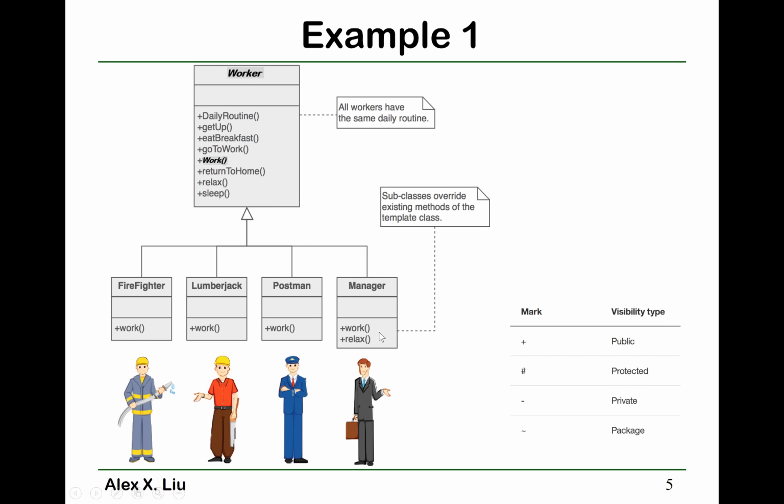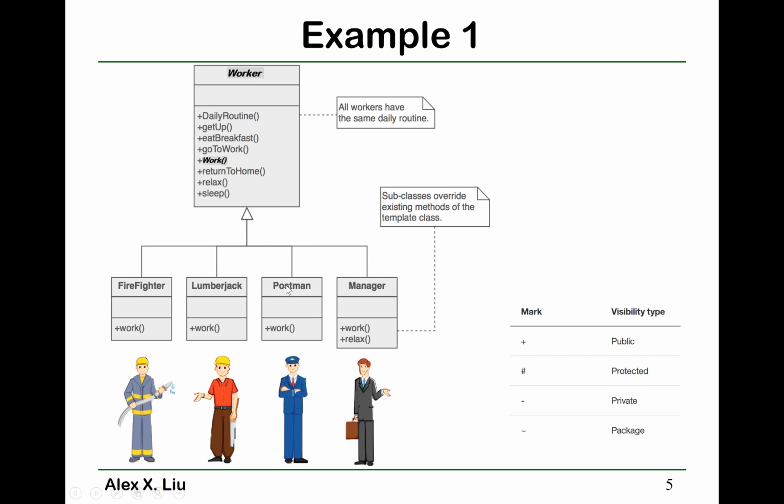You also notice that in this manager class, it also provides a function for relax, which will override the relax function in the worker. That's maybe because this manager is a little bit richer, so they have a different way of relaxing than these workers. These workers have similar income, so they relax in a similar way. So in the base class, we can provide a default implementation for this relax function. And for this manager, if you like, you can override it.